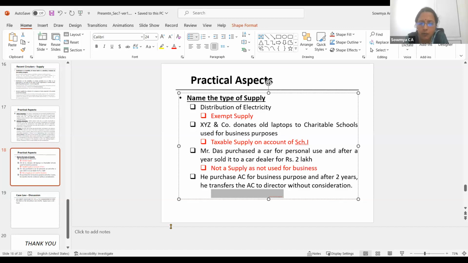He purchased AC for business purpose and after 2 years transfers to a director without consideration. Anyone for this, without consideration? Supply, madam, it will be supply. Yes, because very simple, we have to go with schedule 1. Whenever without consideration, immediately our mind has to remember whether it comes under schedule 1 transactions. Schedule 1 transactions are very, very clear. So we just go with schedule 1 and then we decide.